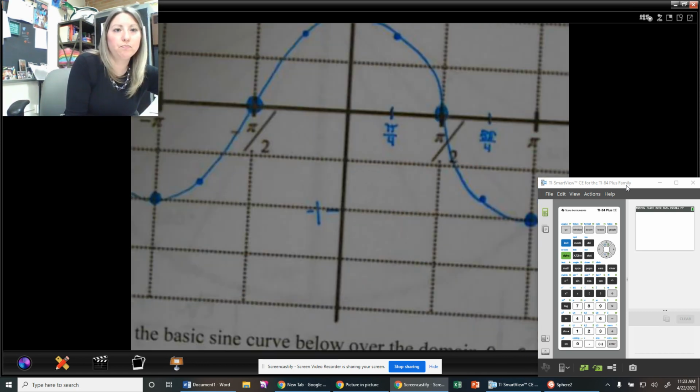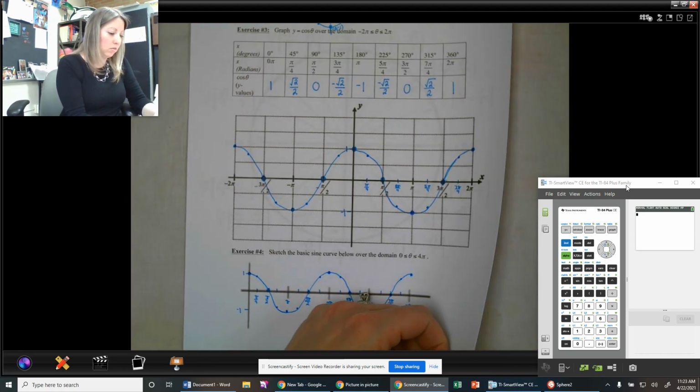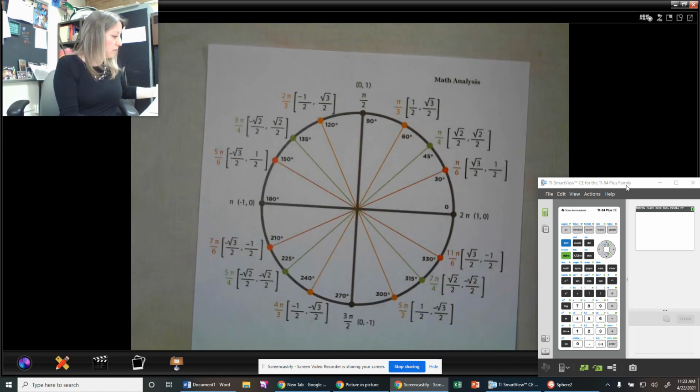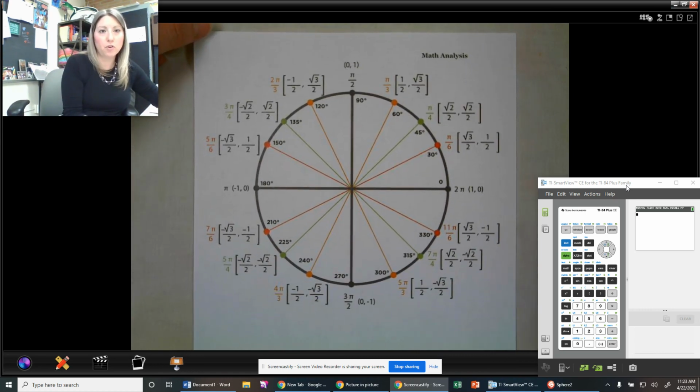Just review. We've already done these. And our beautiful unit circle, what it all stems from.